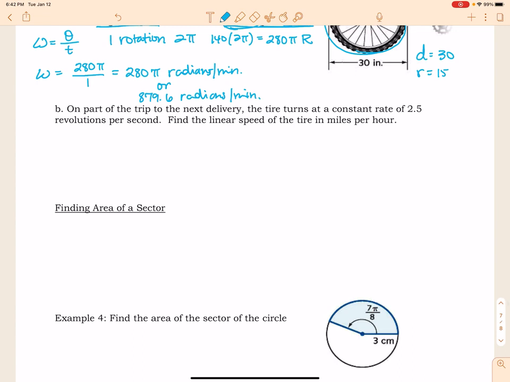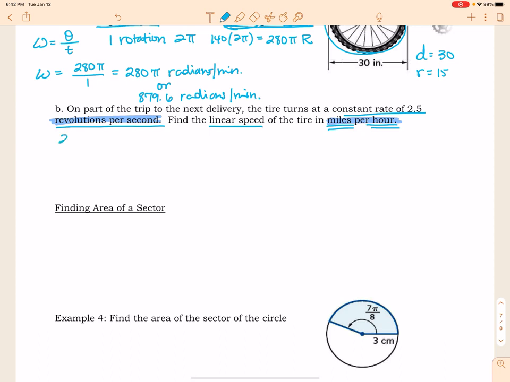All right, now we're going to look at part B. On part of the trip to the next delivery, the tire turns at a constant rate of 2.5 revolutions per second. Find the linear speed of the tire in miles per hour. Okay, now I want you to pay attention here. I'm giving you information in revolutions per second, but we want our answer in miles per hour. So we are going to have to do some conversion here.